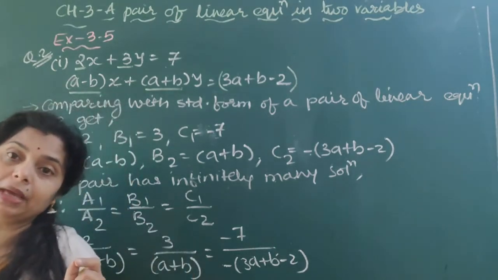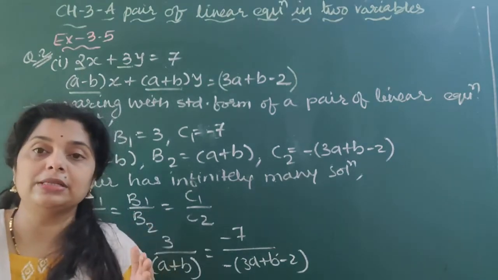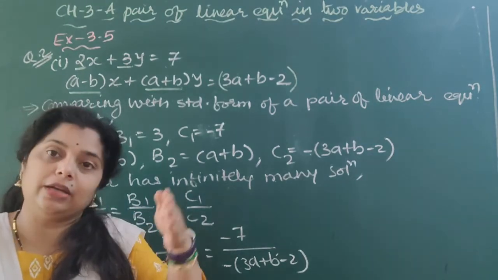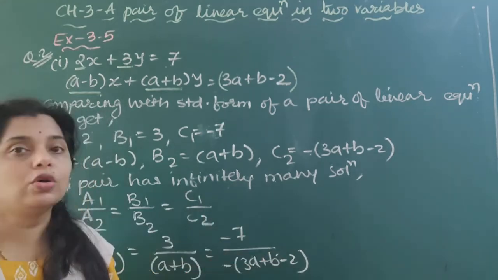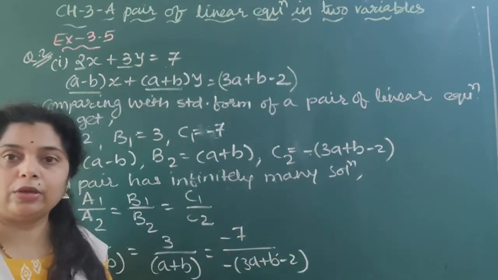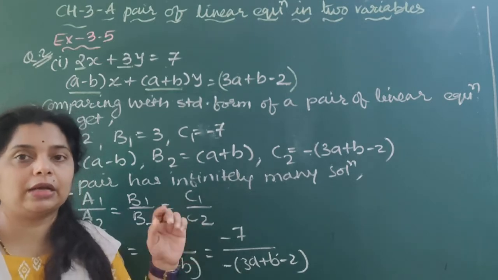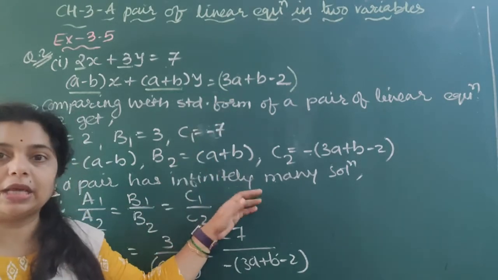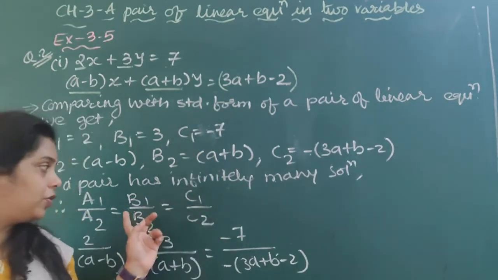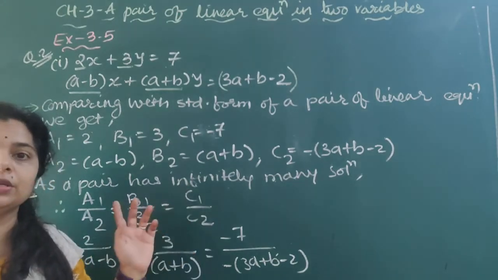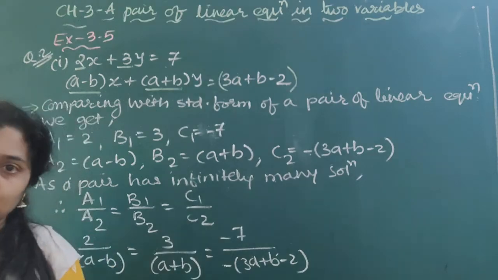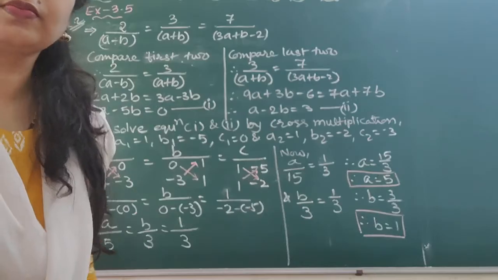We can do a comparison of the first to the second, or the second to the third, or the first to the third, like that. I am showing you how to solve. Up to this, I hope it is clear in your mind how to get these steps, and since it is infinitely many solutions, we are using A1 by A2 is equal to B1 by B2 is equal to C1 by C2. Let's see the next steps.